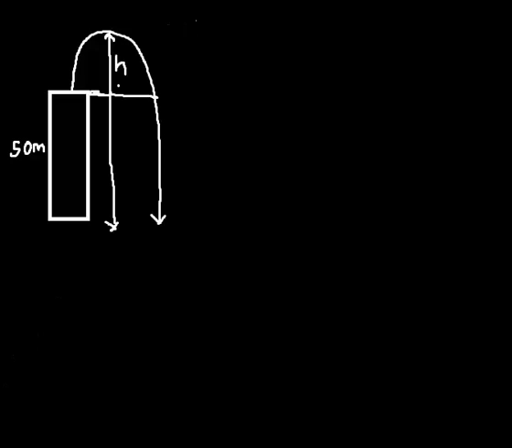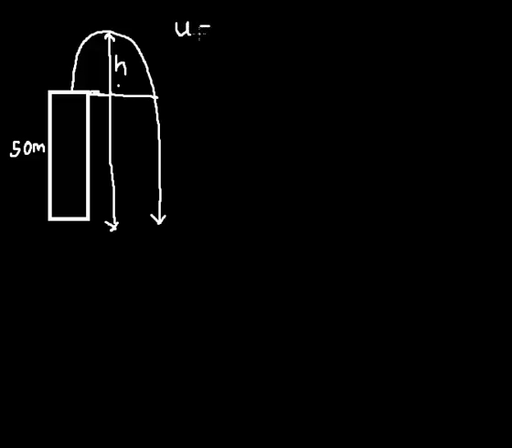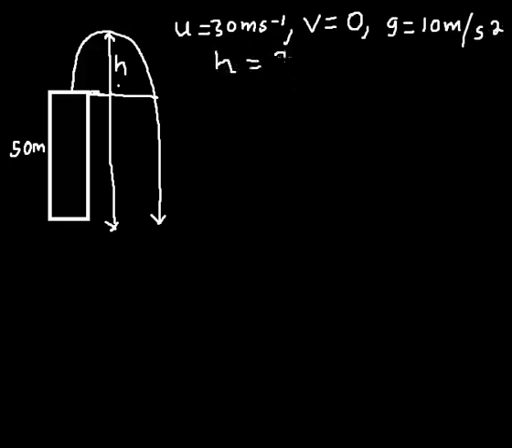According to the question, the initial speed u is 30 meters per second. Don't forget that the final velocity at the maximum height is always equal to 0. And don't forget that my g is equal to, what's my g? 10 meters per second square, a constant. So here what I'm looking for is h. Which equation do you think goes for this? That is the third equation.